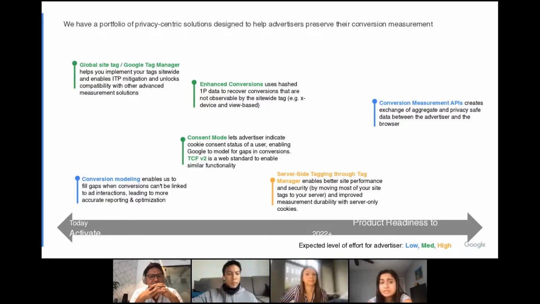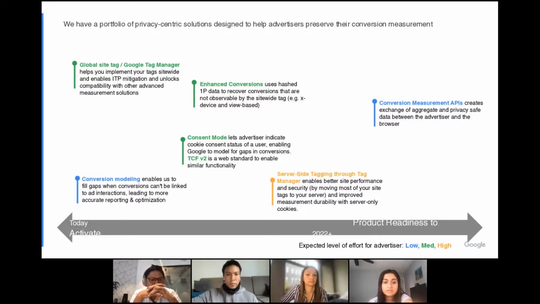Enhanced Conversions, another product that uses hashed first-party data to recover conversions that are not observable by Google Tag, primarily for cross-device and view-based data that we are losing due to some of these platform changes. Consent mode, which is the focus of today, I'm not going to go into because Kate's going to explain that. The two other products that are on the right side, they are farther along in terms of availability.